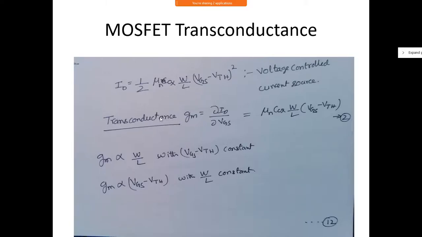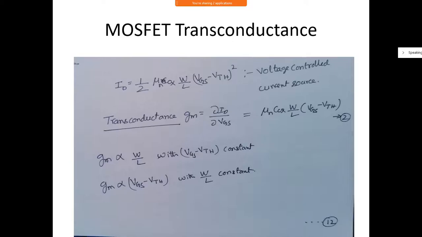So transconductance for a MOSFET is del ID by del VGS, written as GM, which is mu n Cox W by L into VGS minus VTH. Just have a look at these two. GM is proportional to W by L with VGS minus VTH constant, or GM is proportional to VGS minus VTH with W by L constant. Why are we not referring to mu and Cox? Anybody? Mu and Cox is constant, sir.